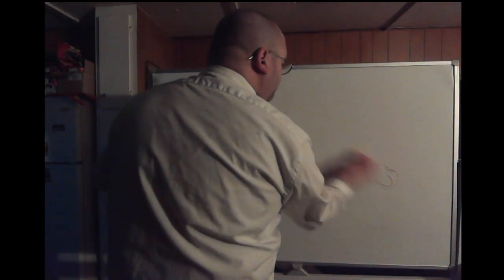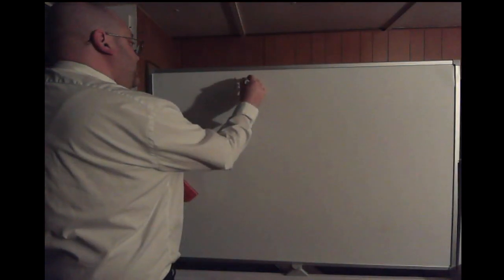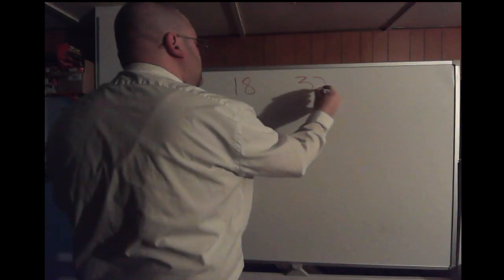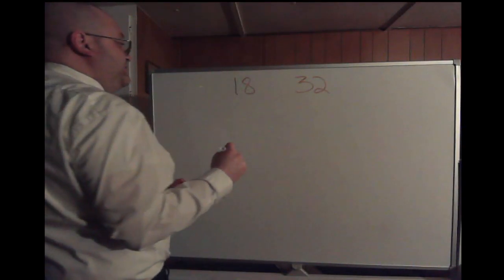I like to do one more with regular numbers, then we'll get into some variable ones. Alright, let's say we have 18 and 32. So you're given 18 and 32.